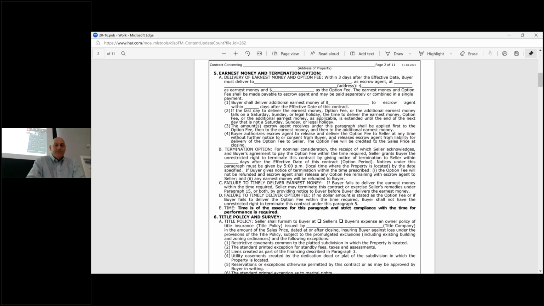I get lots of questions about paragraph 5.1. Buyer shall deliver additional money of blank to escrow agent within so many days after the effective date of the contract. What do you put in there? Generally, nothing. Yes, it's rare that there's going to be a second earnest money deposit.